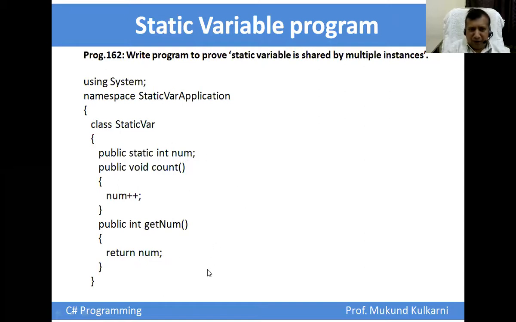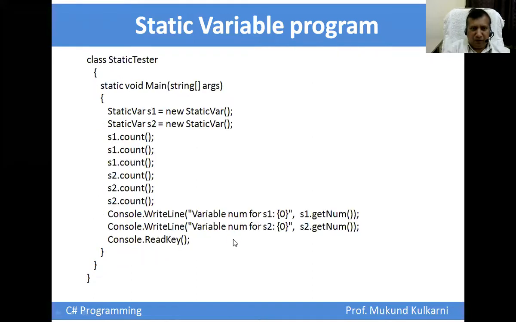So there is one class in which there is one static variable, and that static variable is being used by two different methods. These methods are non-static methods. In the count method, we are increasing the value, and in the getNum method, we are just returning the value. So this is the definition of the class. Now let's see the implementation.